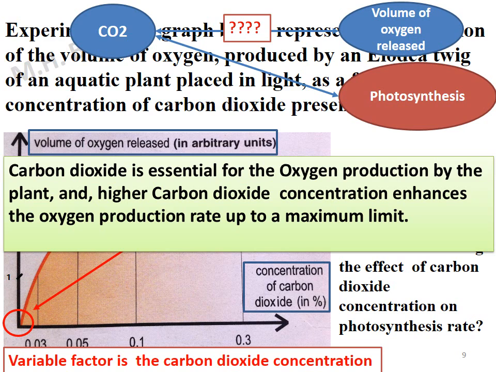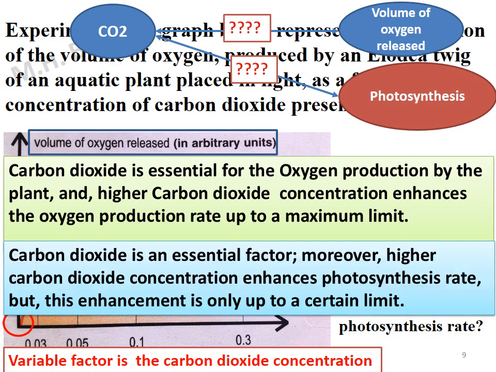Concerning the conclusion, it should be an answer to the posed problem, that is the importance of carbon dioxide, as well as the relation between carbon dioxide concentration and photosynthesis. And in this experiment, it was proven that carbon dioxide is an essential factor. Moreover, higher carbon dioxide concentration enhances photosynthesis rate, but this enhancement is only up to a certain limit.